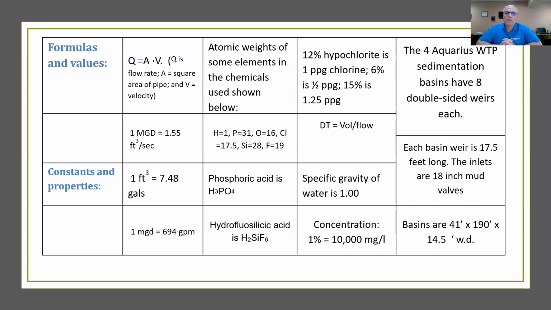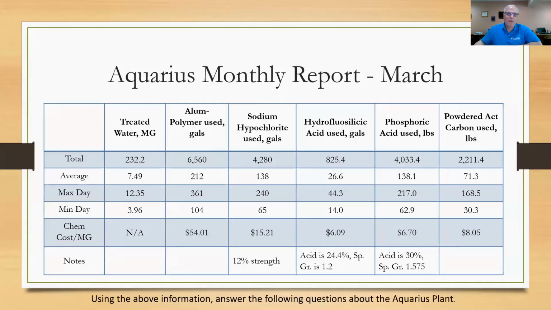Then in the next column, we tell you that hypochlorite at 1 pound per gallon is a 12% solution, 1 pound per gallon chlorine. A 6% solution is a ½ pound per gallon chlorine. 15% is 1.25. So hopefully you get the point that this is a linear progression. But you should be able to draw yourself a little graph to determine how to work some of these problems that are going to come up. We tell you some information in the last column about the Aquarius plant itself, about its sedimentation basins and its weirs. So you'll need to dig that information out also.